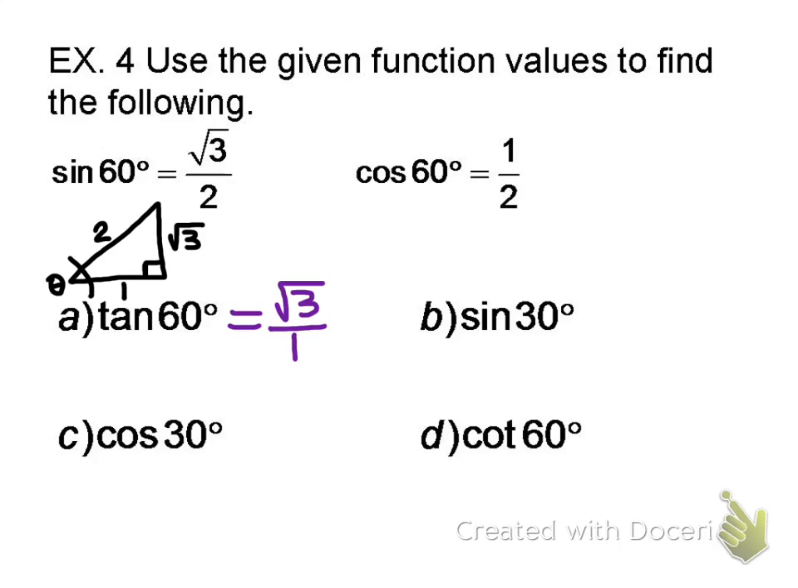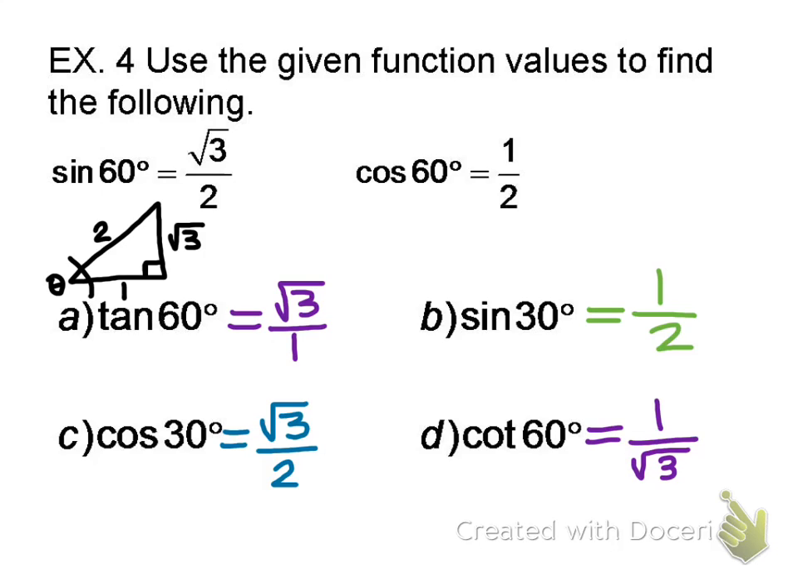B wants the sine of 30 degrees. Well, 30 degrees is the one that I have not labeled. It's going to be the top angle. And so for the sine of 30 degrees, it's going to be opposite over hypotenuse, which will be 1 over 2 for 30 degrees. The cosine of 30 degrees is going to be adjacent over hypotenuse, which will be the square root of 3 over 2. And then cotangent of 60 degrees, cotangent is the reciprocal of tangent, so that's 1 over square root of 3, which we would correct and write as the square root of 3 over 3.